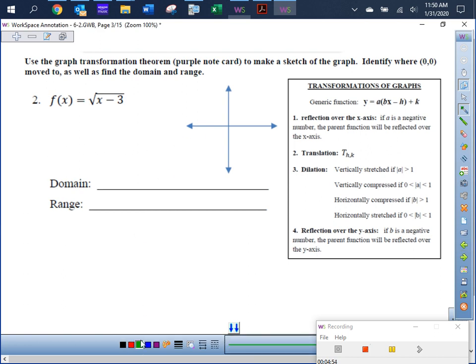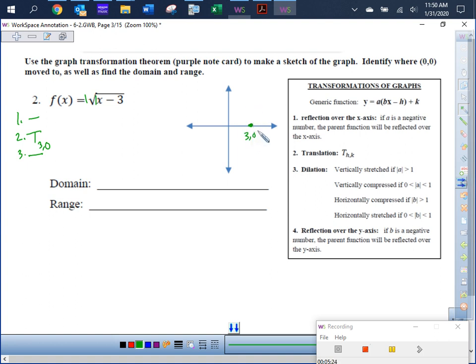Let's go to number 2 here. Let's do a little step 1, 2, 3 for the purple note card. Has he been reflected over the x-axis? Nope. Translated, since this dude is under the radical, like he's in the group, we do a little opposite. Up or down, nothing happened. And has it been dilated? Well, this is a 1 and this is a 1, so no dice. All we do is move the point 0, 0 to 3 units to the right. And it didn't need to go up or down.